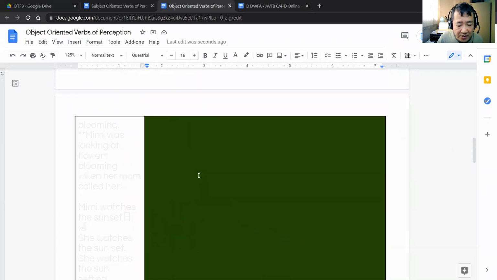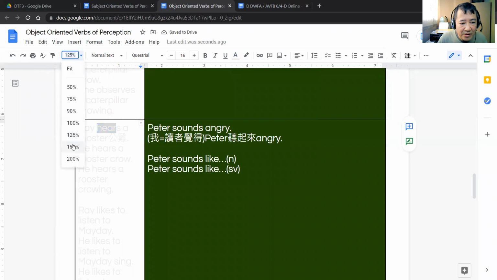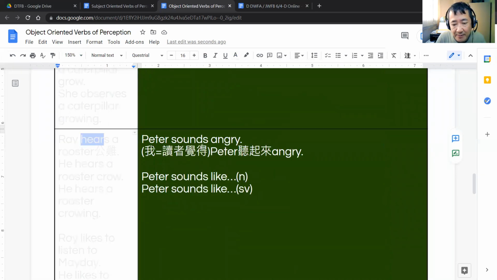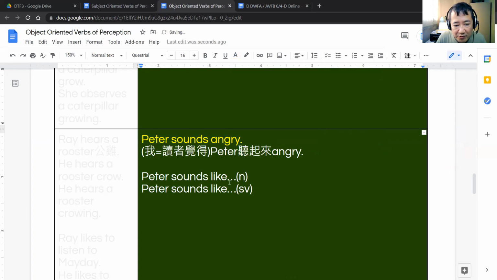Another verb of perception that you can use, instead of saying someone looks happy or looks sad, is 听起来. You're going to say someone sounds what? He sounds in what way? Notice it is not this word anymore. Remember, this word is the other kind, okay? Not this, not that, not this word. But we're going to use the word sound, okay? As in, for example, Peter sounds angry. Okay, what does it mean? It means this. You can read it yourself. All right.